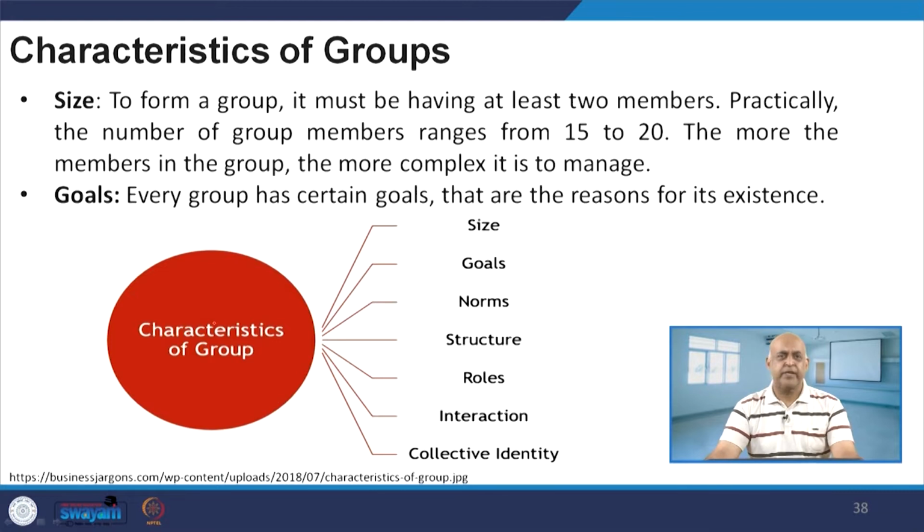as far as the reporting is concerned, what should be the size of the group? In that case it has to be from 5 to 7. Every group has certain goals, and there are reasons for its existence. So, there is a common goal and they are working for that.